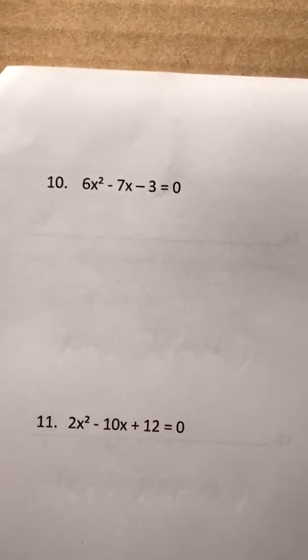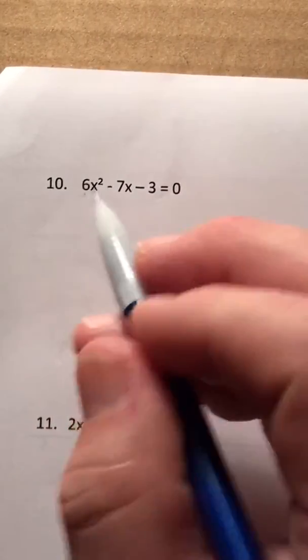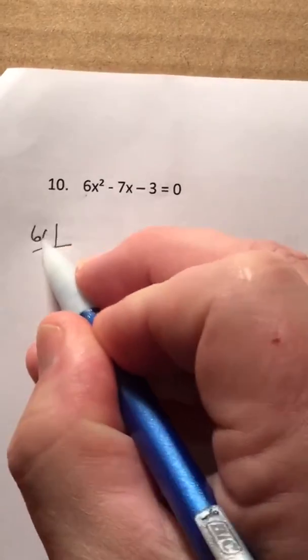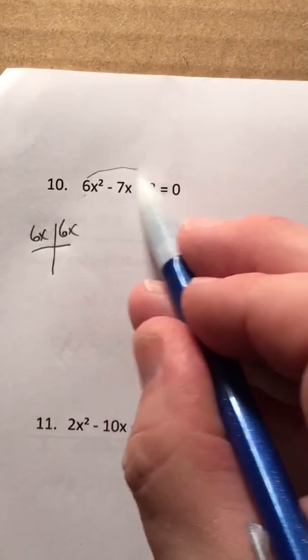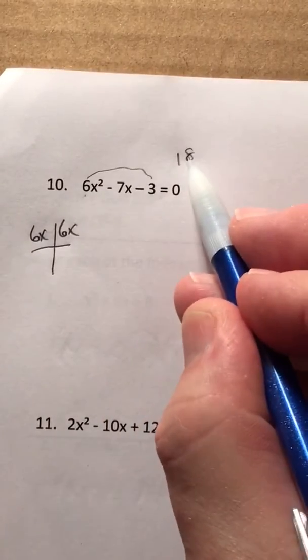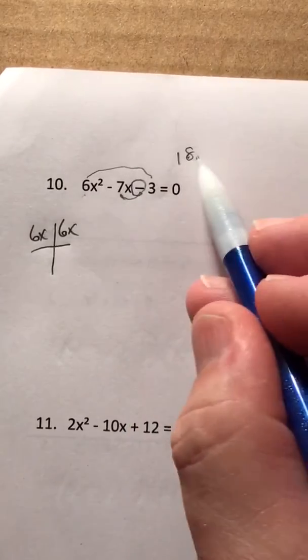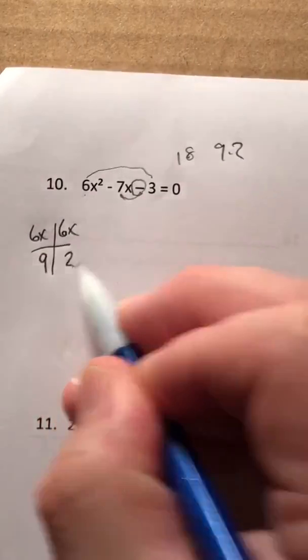These have leading coefficients. All right, so again, they have a leading coefficient, so we got to do our box thing. 6x, 6x. All right, and then we multiply. 6 times 3 gives us 18. We need the factors of 18 that when we subtract them, we get a 7. So that would be 9 times 2. So a 9 and a 2.